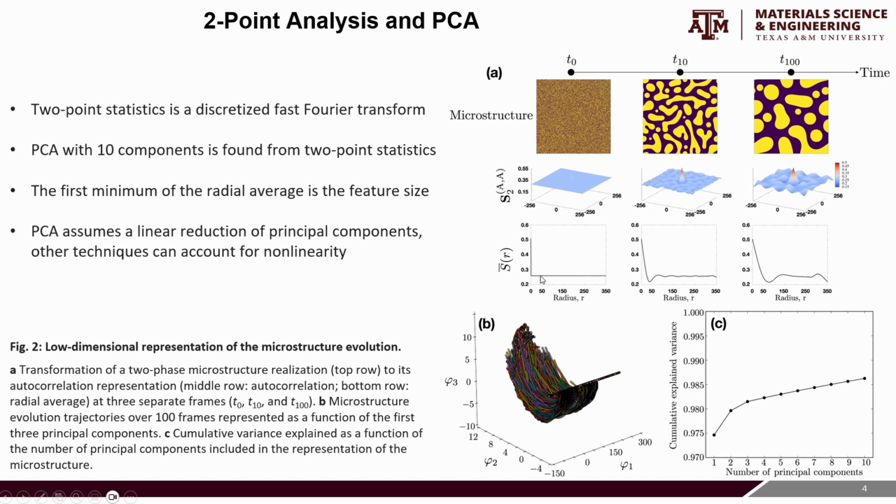We can also see that here, this is a distribution over the entire plane, but you can take the average radial here, the radial average, and you can see at this dip right here, where the derivative is equal to 0, that's the feature size right here, this radius. And that's another thing we can use to see if our model is behaving appropriately.